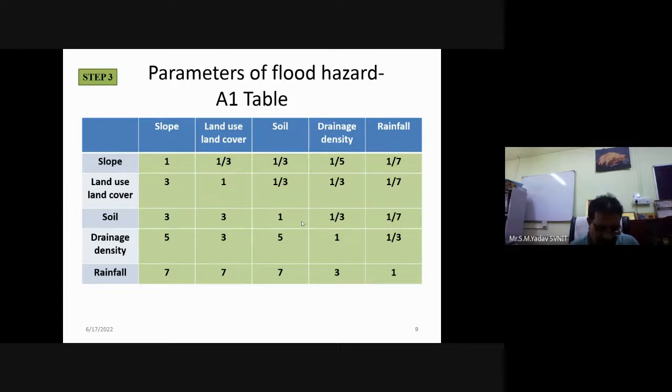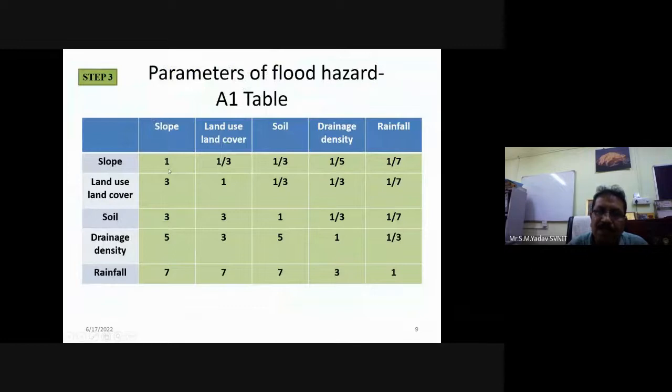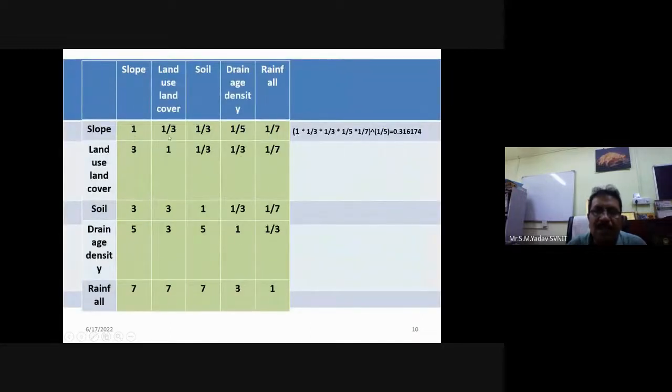Done? Yes, sir. Okay. Once you have this, the computation starts. This table I have named Table A1, the flood hazard parameters. To find the weights of the parameters, the first process I'm using is the geometric mean. In the geometric mean, for slope, I multiply all these values, 1, 1 by 3, 1 by 3, 1 by 5, 1 by 7, and raise the product to 1 upon n. What is the matrix size? 1, 2, 3, 4, and 5. So raised to 1 by 5.